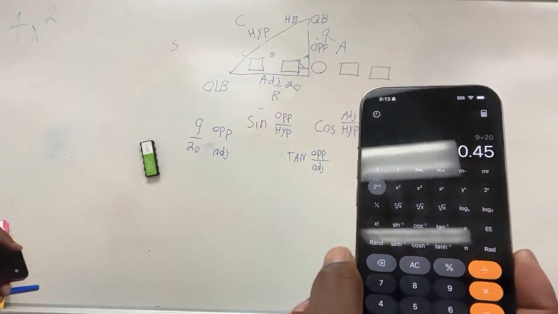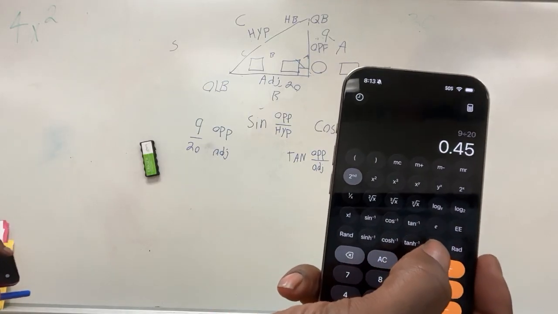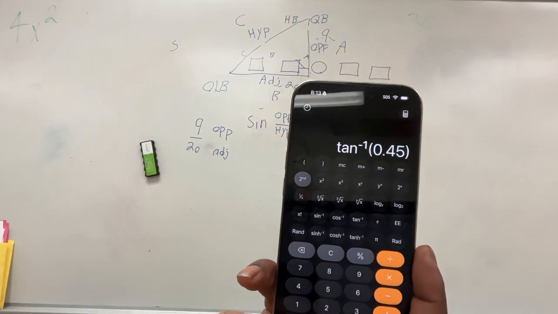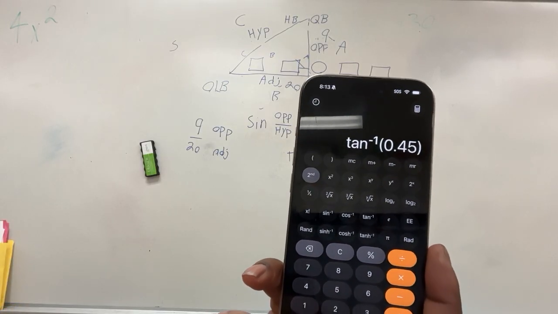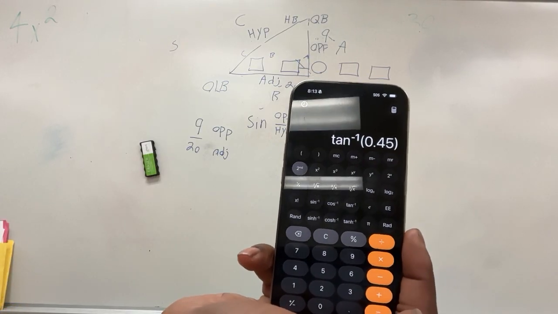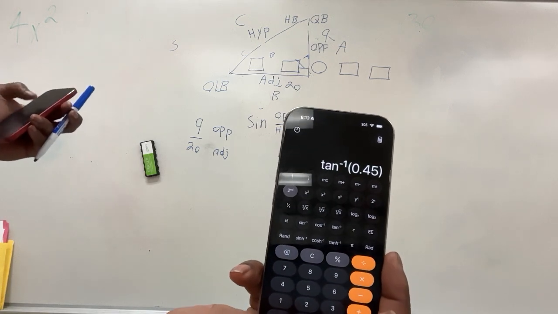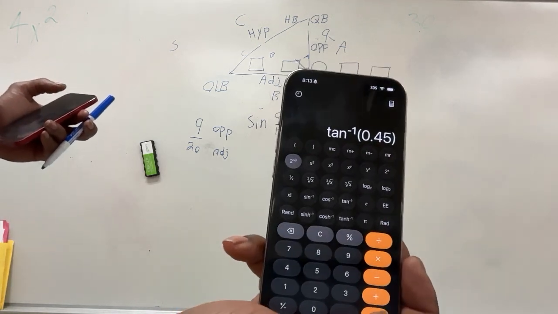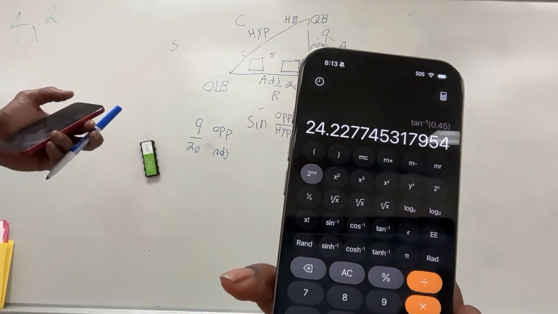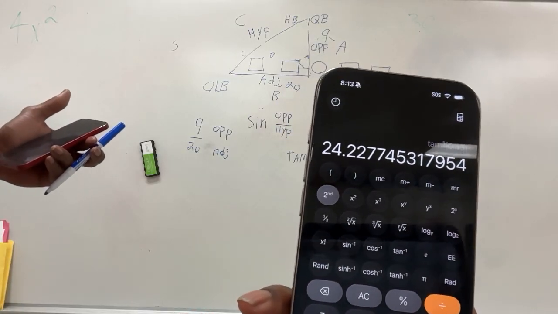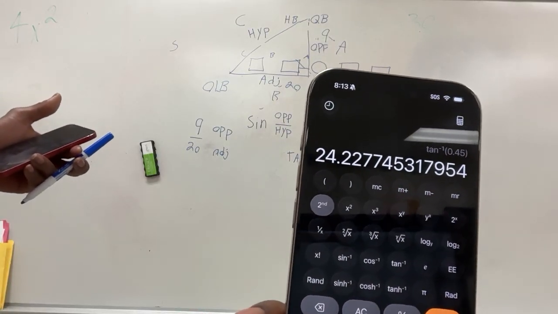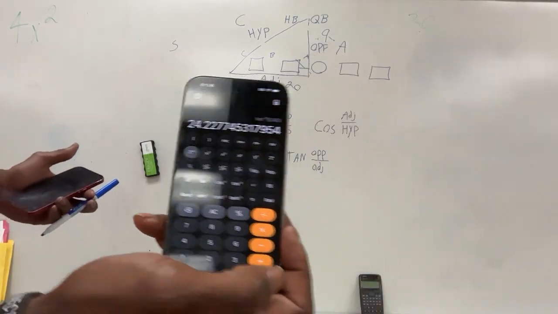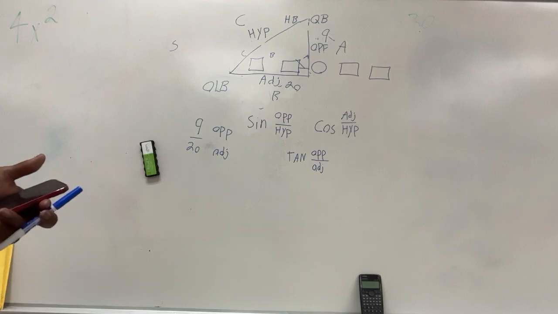And then I'm going to press tangent, where you see that inverse, the negative exponent of 1. And now you've got tangent -1 of 0.45. So this is what your inverse applies to. Now you go ahead and press equal and see what that degree is. Boom, 24. And since it says 24.22, we keep it rounded down. It's less than 5, so our degree is 24.